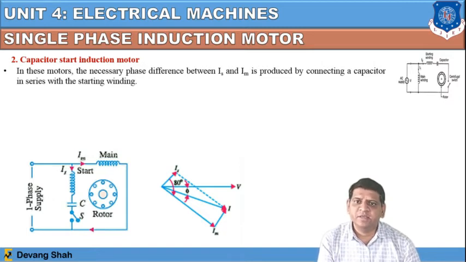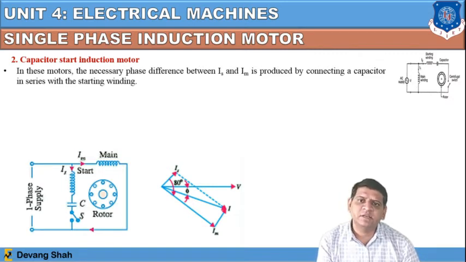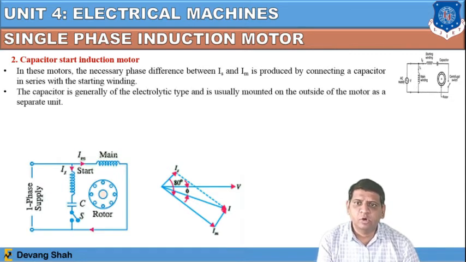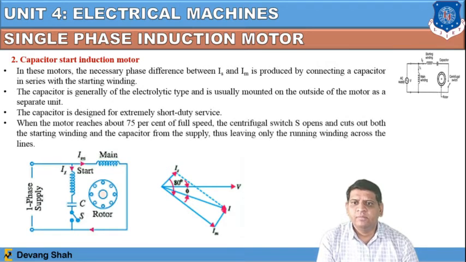In a split phase motor you add extra resistance. In the same way here, instead of resistance, we have replaced it with this capacitor. This capacitor provides the initial starting torque, and it is generally of the electrolytic type and usually mounted on the outside of the motor as a separate unit. This capacitor is designed for short duty service, and when the motor reaches about 75% of its full speed, the centrifugal switch opens and cuts both the starting winding and the capacitor from the supply, leaving only the running winding across the lines, right? So this is all about the capacitor start induction motor.